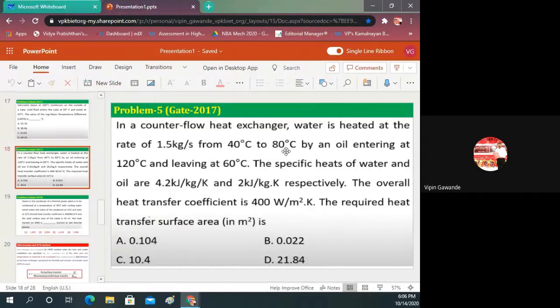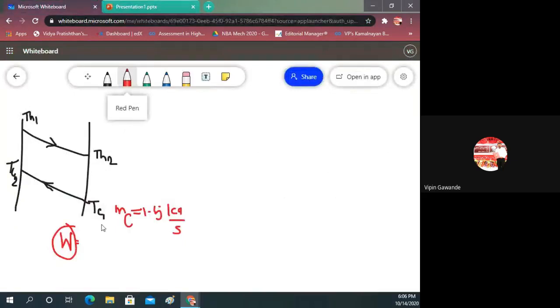From 40 to 80 degrees Celsius. So 40 degrees Celsius is the inlet temperature. The cold fluid temperature will increase from 40 to 80. So we have read the second sentence of the problem and marked the temperatures on the diagram.